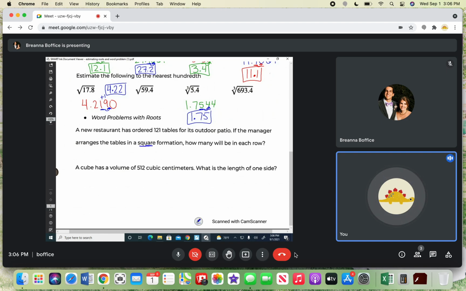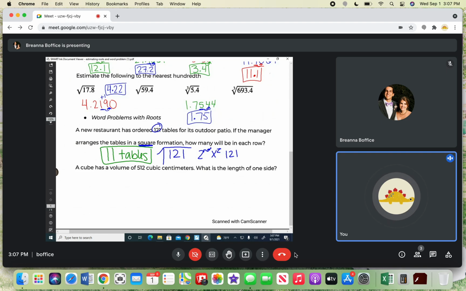So the key word here is square. That tells me that I'm going to do a square root. And then the number is 121. So that's what goes under the radical, the square root. Remember, it's second x squared, 121. Put it in your calculator, second x squared, 121. You get 11. So 11 tables, don't forget your unit. 11 tables would be in each row.